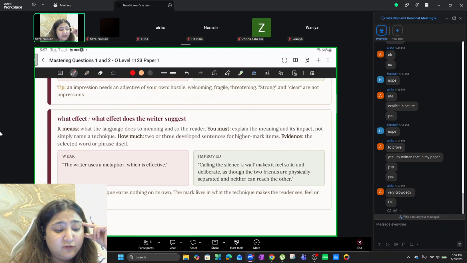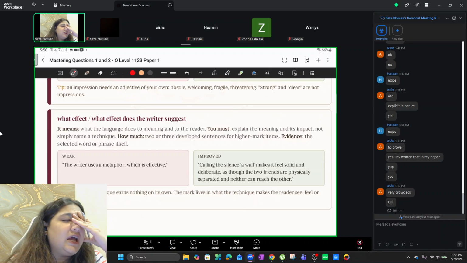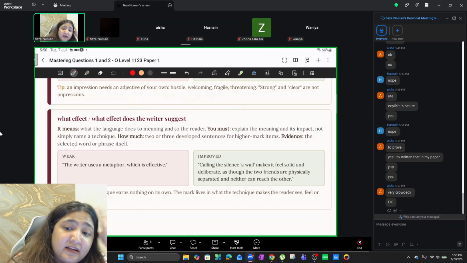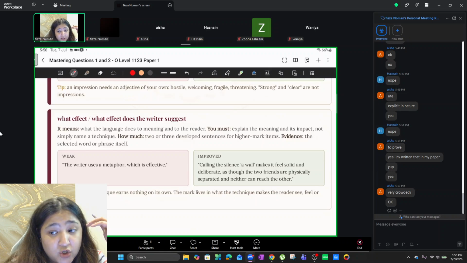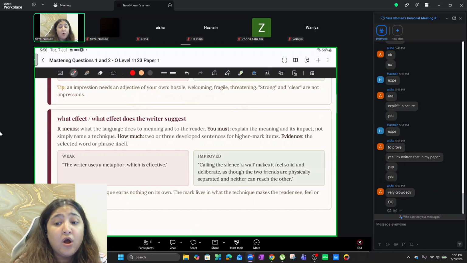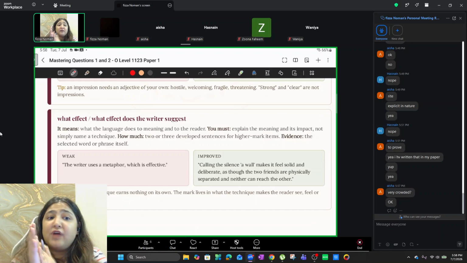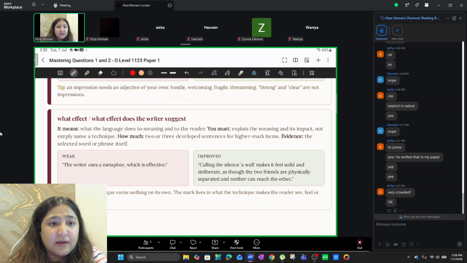Effect. It means what the language does to meaning and to the reader. You must explain the meaning and its impact, not simply name a technique. Let's suppose in your own mind you are able to identify a simile or a metaphor, anything. It doesn't mean anything, because at the end of the day, if you're not explaining what its effect is, you're not getting marks. We are not going to give you marks for feature spotting only. Do not just feature spot, thinking, wow, I know there's a metaphor, I should get 3 out of 3. No. You need to also tell us how that metaphor is working and coming together.